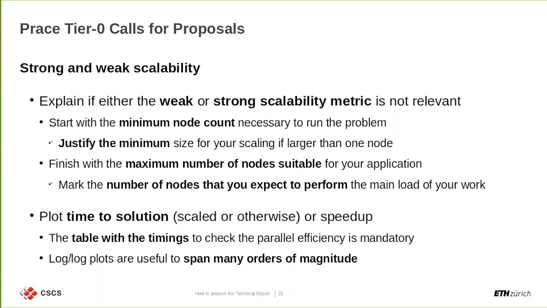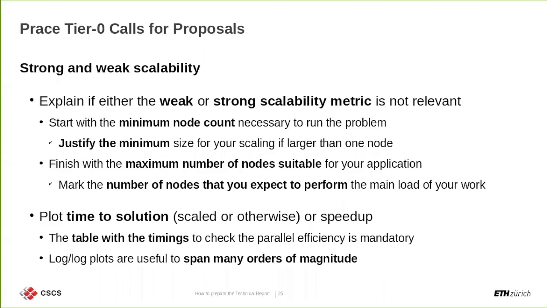The strong and weak scalability are the core of this part, the software performance. So you need to explain if either weak or strong scalability metric is not relevant in your case. You start with the minimum node count necessary to run the problem, and justify the minimum size if it's not one node, like memory restriction or wall time restriction. And you finish with the maximum number of nodes that is suitable for your application. So you mark this number of nodes, and you mark the number of nodes that you expect to perform the optimal workload in your production project.